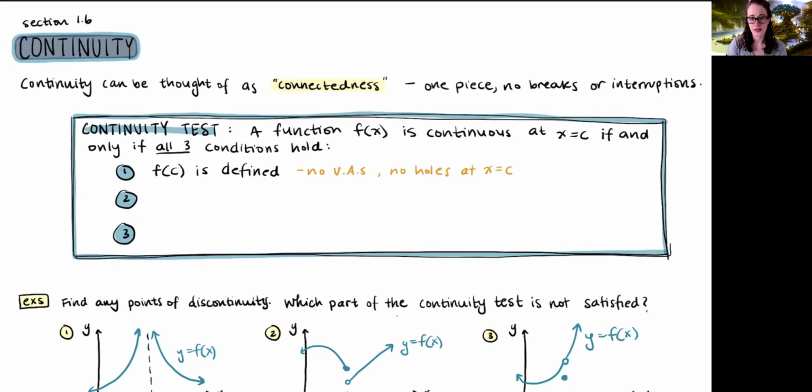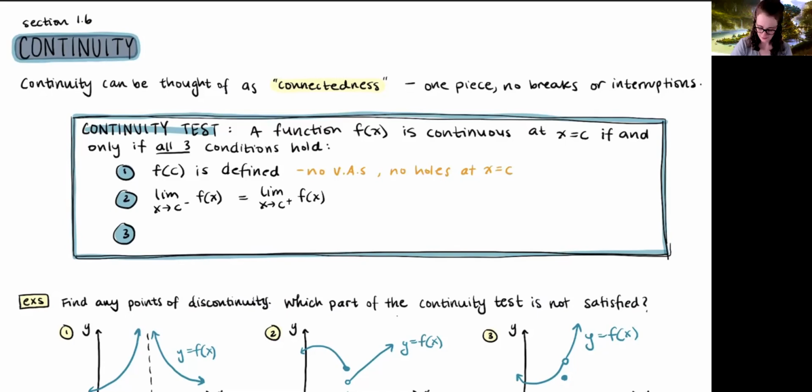So we've seen this with piecewise functions so far. And so the second condition that we need is that the limit from the left-hand side as you approach c has to be equal to the limit from the right-hand side as you approach c. So this says that in order to be continuous, we can't have any jumps or breaks in the graph.